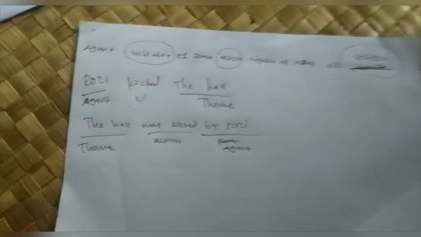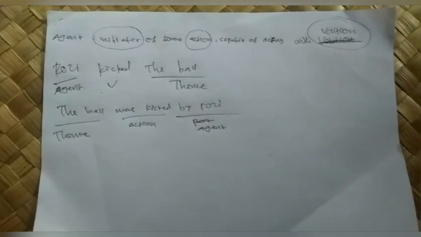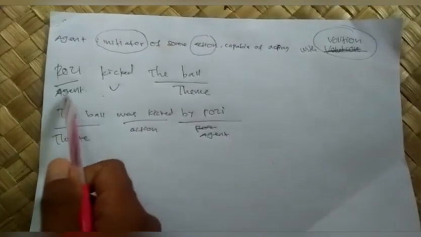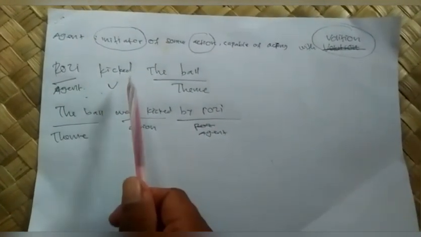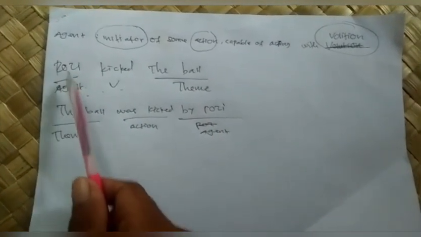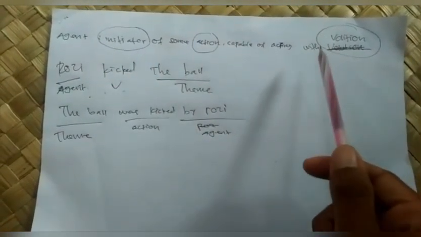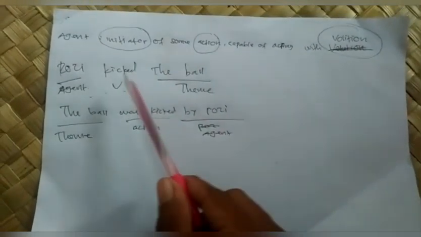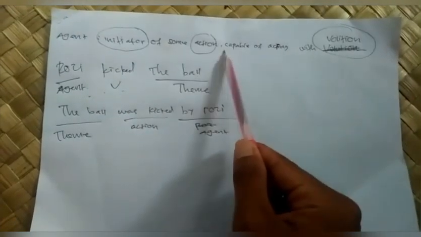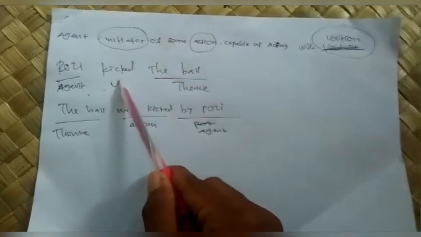The first thing is agent. Agent is the initiator of some action, capable of acting with volition. For this example, there is a sentence: Rosie kicked the ball. Rosie is the agent, kicked is the verb, the ball is the theme. Why is Rosie the agent? Because Rosie is a person who is the initiator and who has volition. So kicked is the verb or the action, and the ball is the theme, the effect of the action, the effect of the kick.